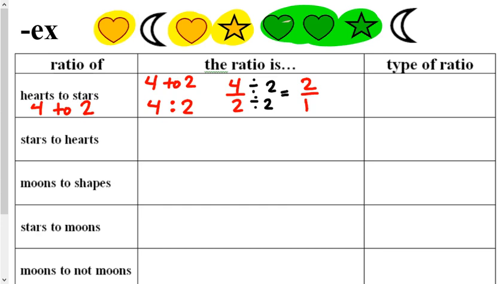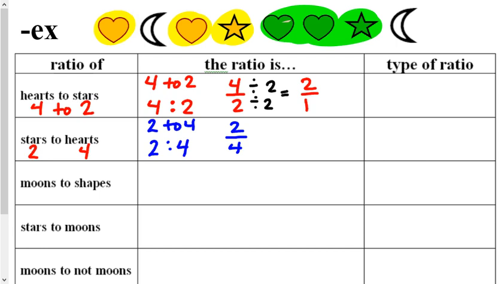All right, now if I wanted to look at the ratio of stars to hearts, notice I'm comparing the same 2 shapes, but I'm comparing them in a different order. So that's going to change the order of my ratio. There are 2 stars, and there are 4 hearts. So the ratio of stars to hearts is 2 to 4, 2 to 4 written with a colon, or 2 to 4 written where it looks sort of like a fraction.